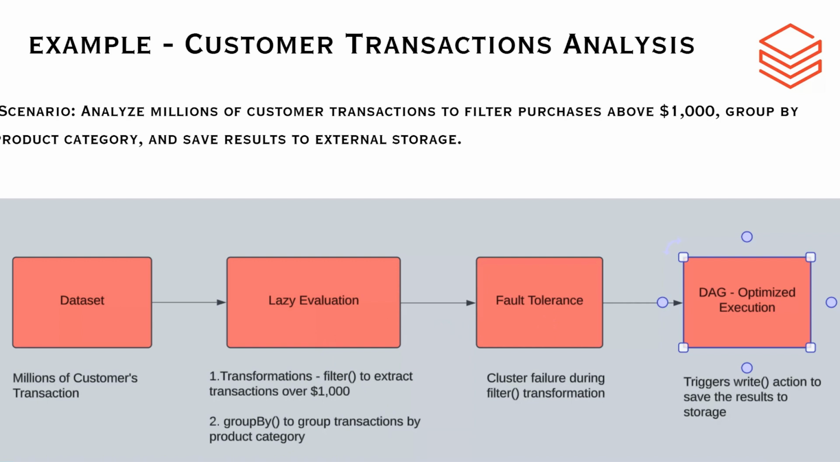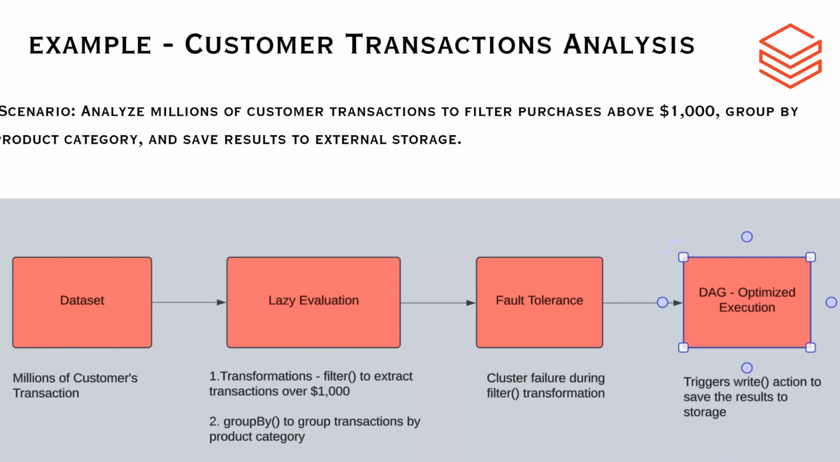Then the next concept is fault tolerance. If a node in the Spark cluster crashes while processing the filtered transactions, then Spark uses the lineage graph to recompute the lost data. It starts from the original dataset and reapplies the filter transformation to recreate the missing partitions without reprocessing the entire dataset.